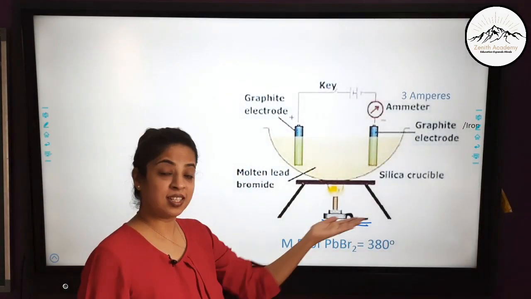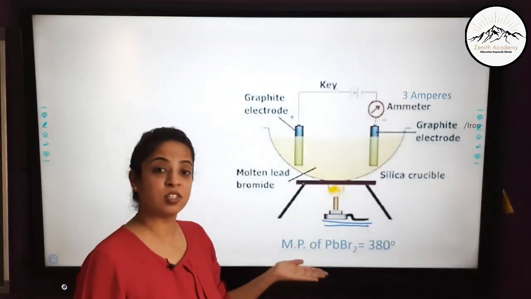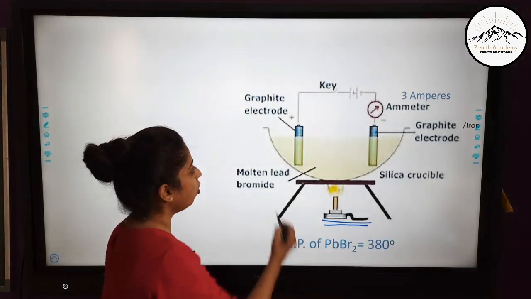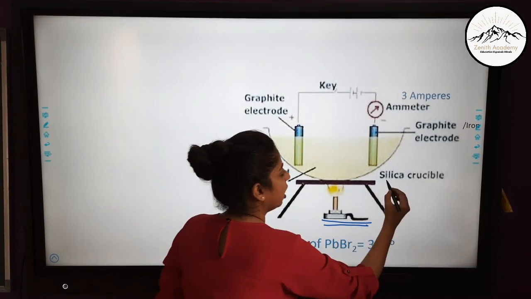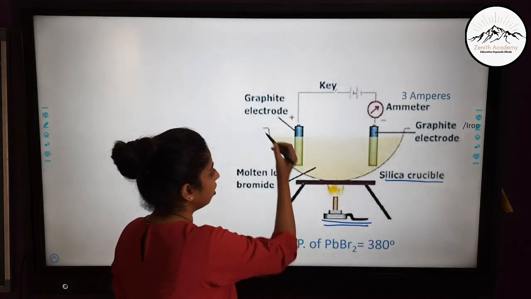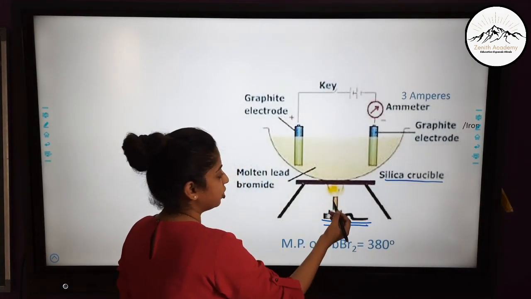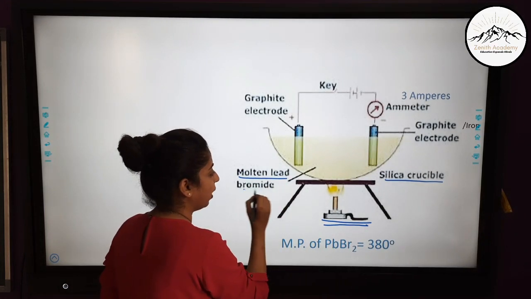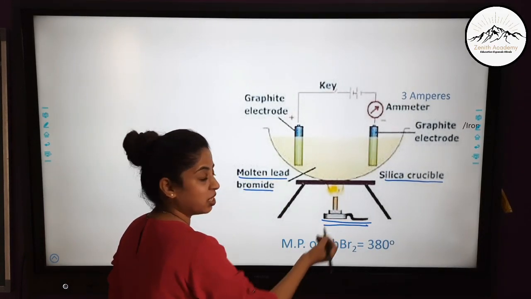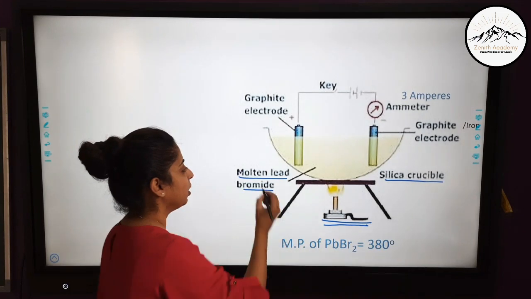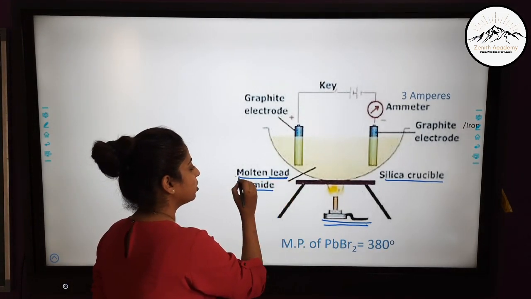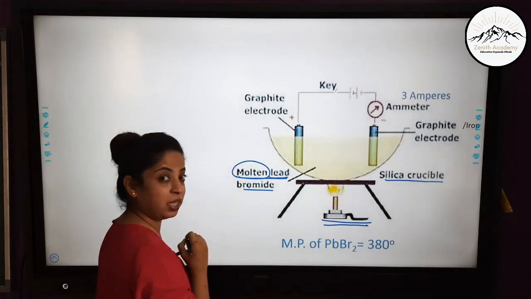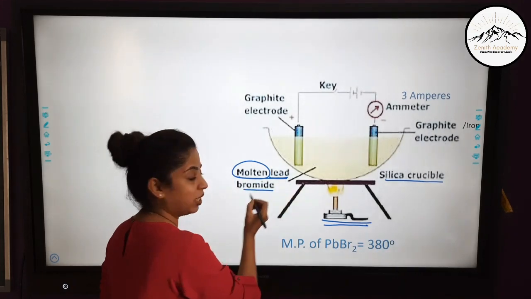Now here you can see the apparatus of electrolysis of lead bromide. Can you see here a silica crucible? Here is a silica crucible which is heated slowly. In the silica crucible we have kept lead bromide. When we are constantly heating it slowly, lead bromide becomes molten. It melts. So now it is in molten state.